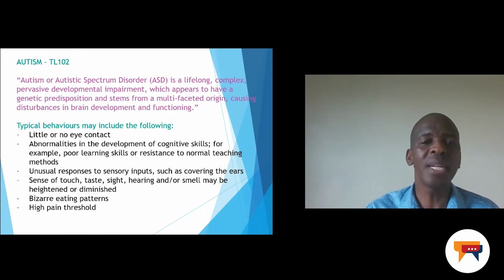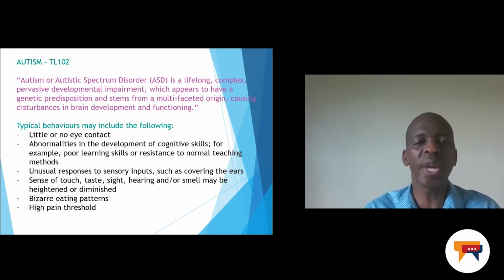They've got abnormalities in the development of cognitive skills. For example, poor learning skills or resistance to normal teaching methods. It becomes a challenge to you as an educator if they resist your teaching methods. So they require you to use other methods. They are saying to you, teach me the way I can learn. Don't teach me in a size that you think will fit all of us. It's not like that. I want to learn in a specific way. So teach me in that particular way.